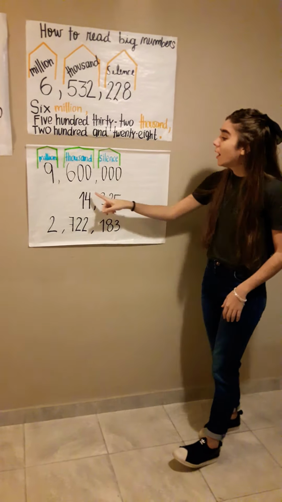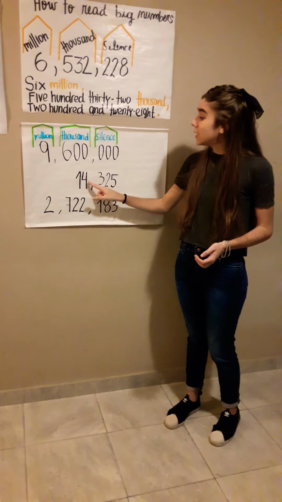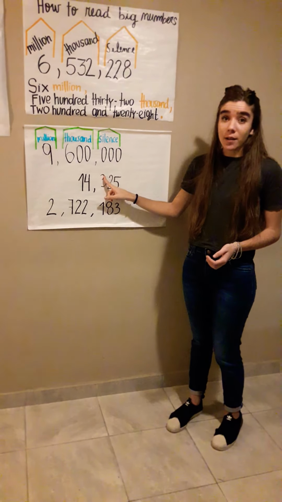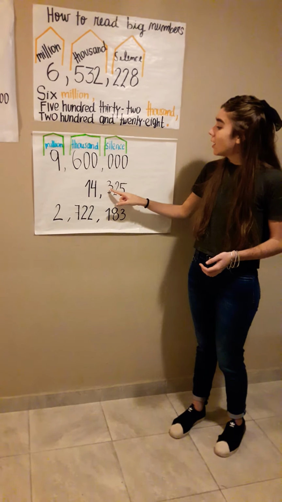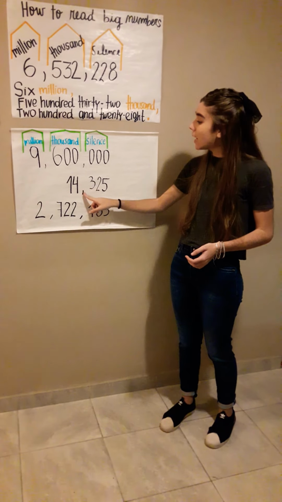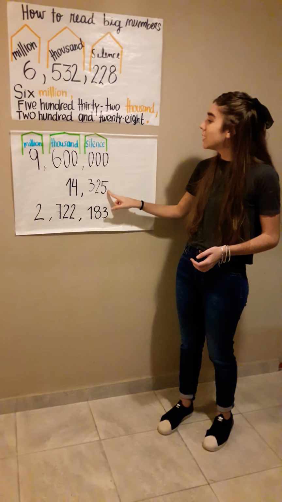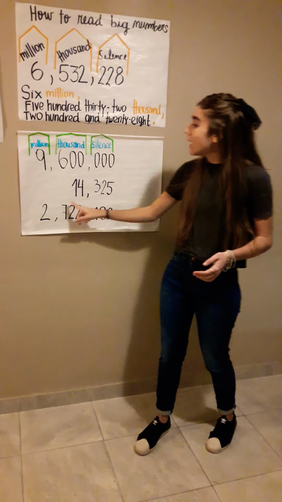Okay? The second example, we don't have a number in the million house, but we have a number in the 1,000 house. And who is in the 1,000 house? The number 14. So we are going to say 14,000, and then we need to read this number, the number in the silence house. 14,325. Okay? So if we are going to write 14,325. Okay?